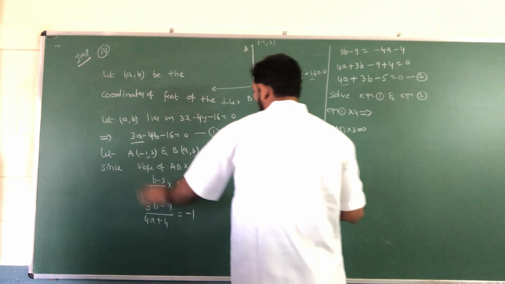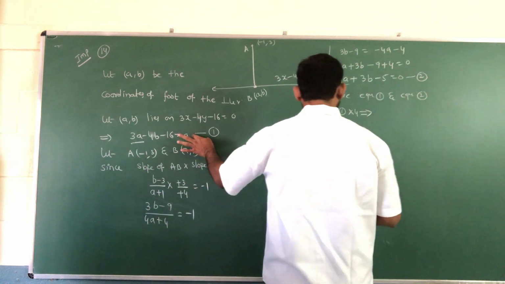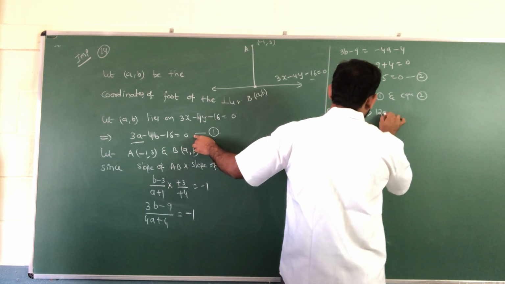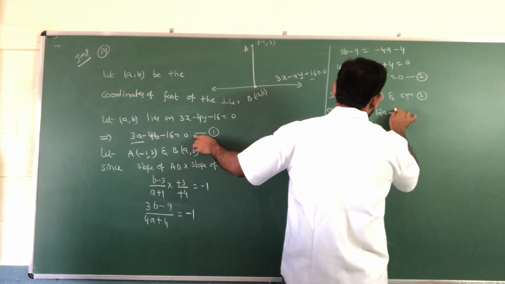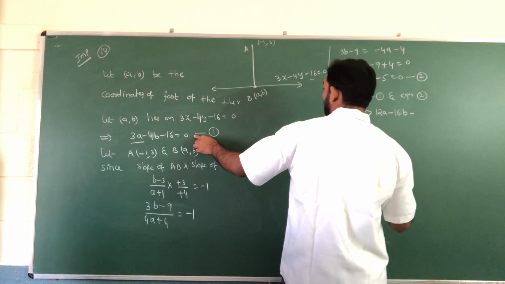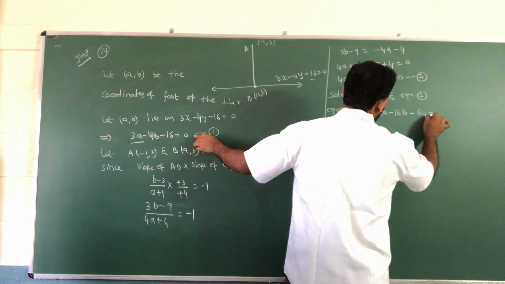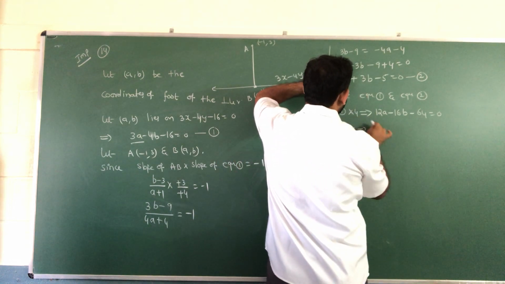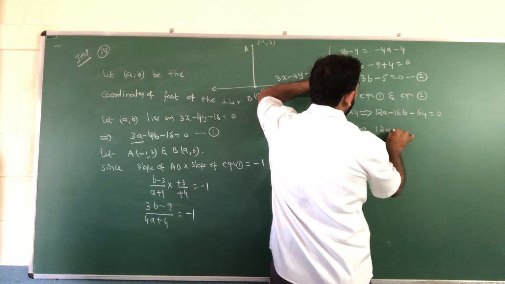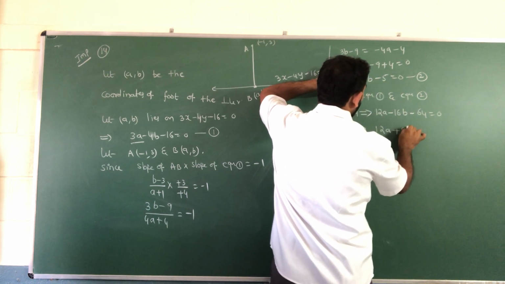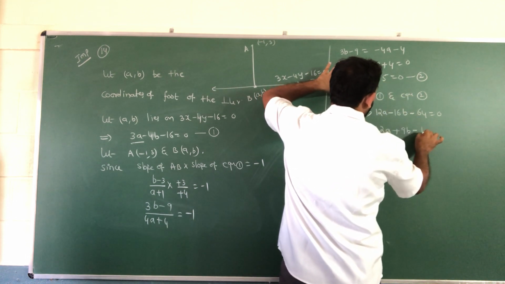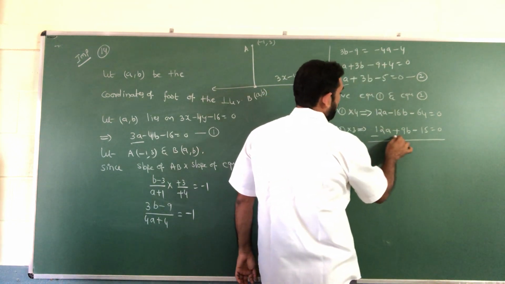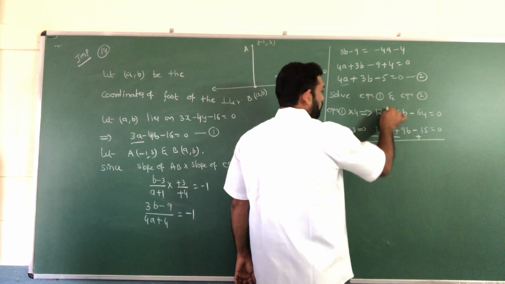Equation 1 multiplied with 4 means what? 4 into 3, 12a minus 4 into 4, 16b minus 4 into 16, 64 equal to 0. Next, equation 2 multiplied with 3: 3 into 4, 12a plus 3 into 3, 9b minus 3 into 5, 15 equal to 0. Now subtract these two, minus plus. So these two will be cancelled.